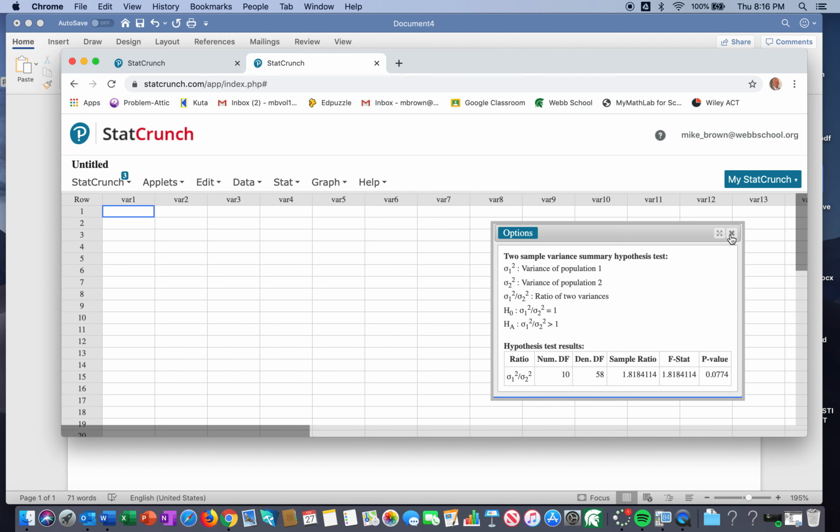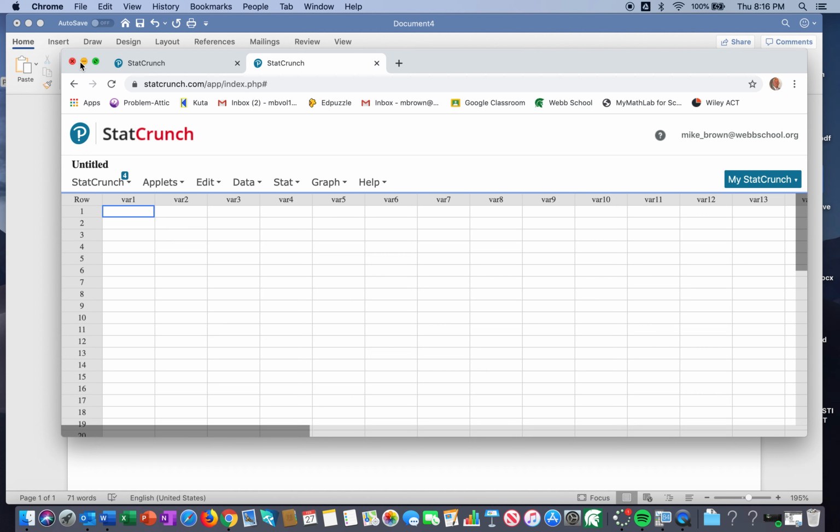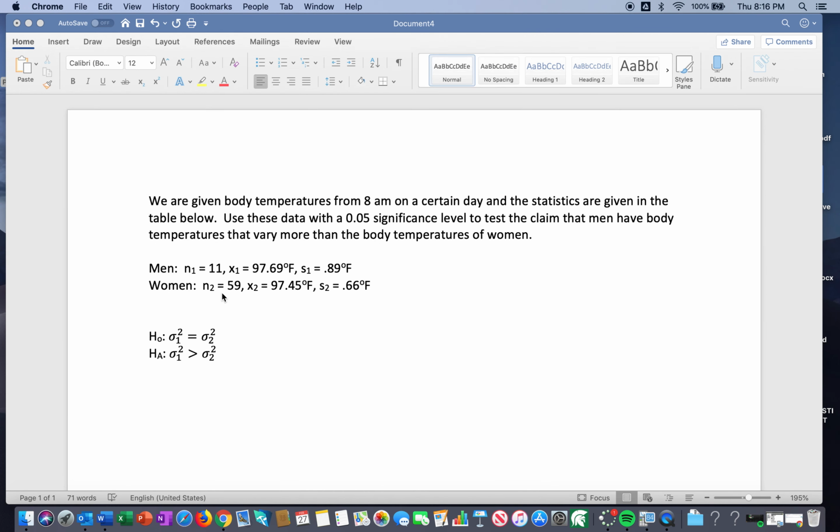And if I fail to reject the null, let's go back and look at what that was real quick. There it is. I'm failing to reject that. And the claim was that the mean body temperature, so the Ha was the claim. And because I'm failing to reject that, I would say there is not sufficient evidence to support the claim that the men's temperatures vary more than women's temperatures do. All right. And that's really it.